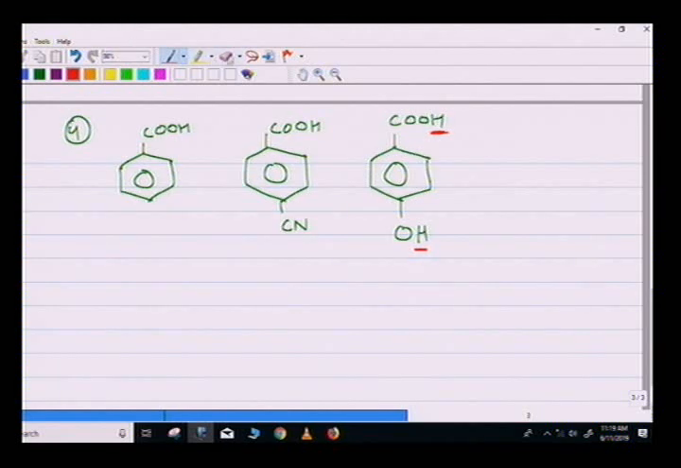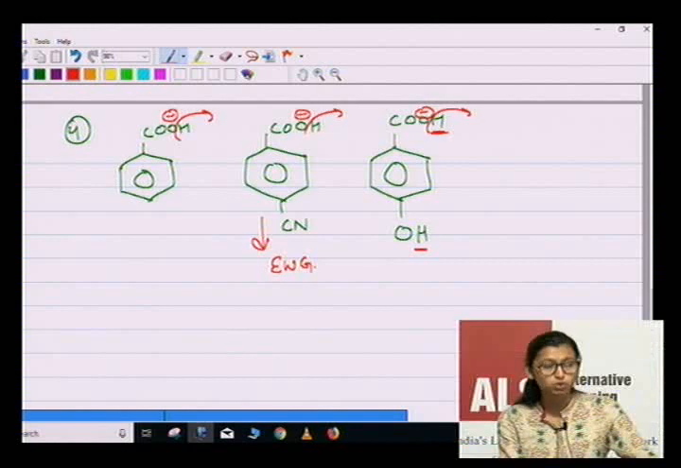Now we have to do the same trick. Remove the H plus ion, got the negative charge. Remove the H plus ion, got the negative charge. Remove the H plus ion, got the negative charge. Now what you have to check, see, this is a simple benzoate. Here we have the cyanide. Cyanide is an electron withdrawing group.